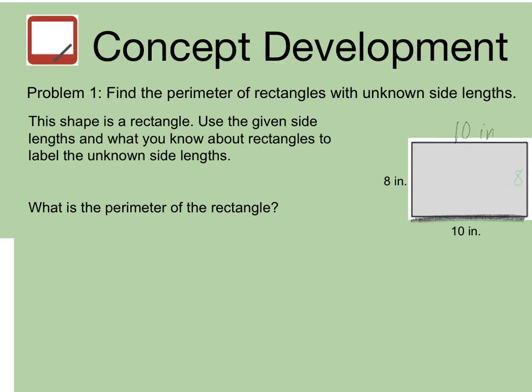So to find the perimeter of the rectangle, I'm going to add all my side lengths together. So I have 8 plus 8 plus 10 plus 10. First add my doubles. 8 plus 8 is 16. 10 plus 10 is 20. Add 16 plus 20 equals 36. So I know the perimeter of this shape is equal to 36 inches. If I just said 26 up there, I apologize. I really meant 36.